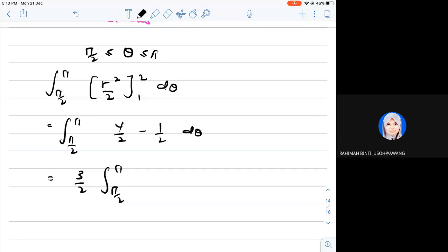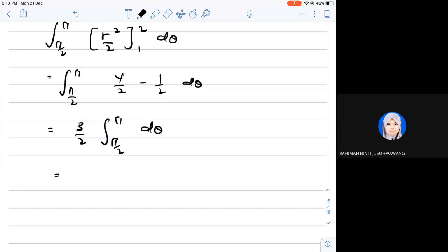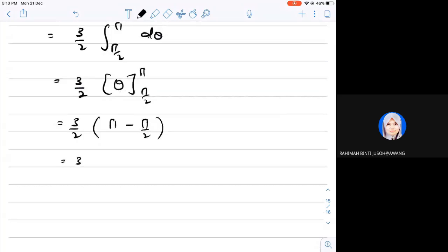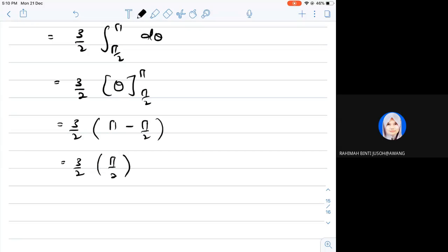Integration from pi over 2 until pi d theta. So integrate 1 with respect to theta, we will get theta, isn't it? So pi over 2. Okay, so we will have 3 over 2 pi minus pi over 2, then 3 over 2 times pi over 2 pi. Okay, so we will have 3 pi over 4. Is the answer 3 pi over 4 correct? 3 pi over 4 over 2, right? Okay. 3 pi over 4, right? This is multiplying 2 times 2, 4.